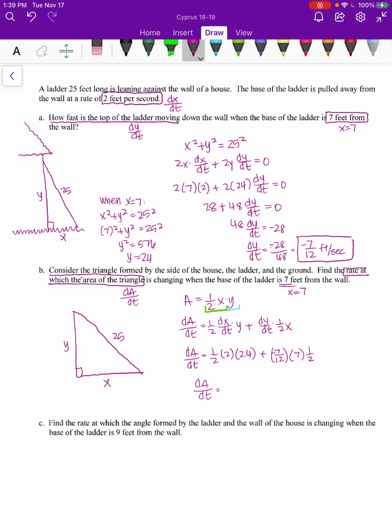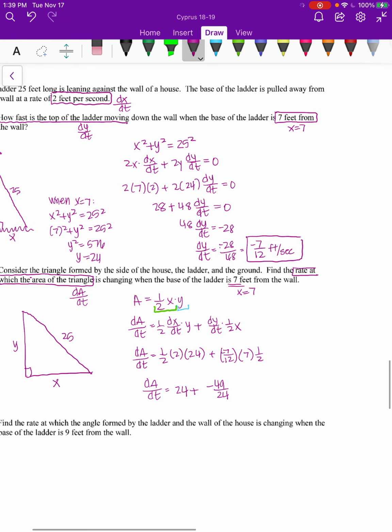So dA/dt, 1/2 times 2 times 24 is 24. Plus negative 7/12 times 7 times 1/2 is negative 49/24. So if I put this in my calculator, dA/dt is 21.958 feet squared per second because it's area.